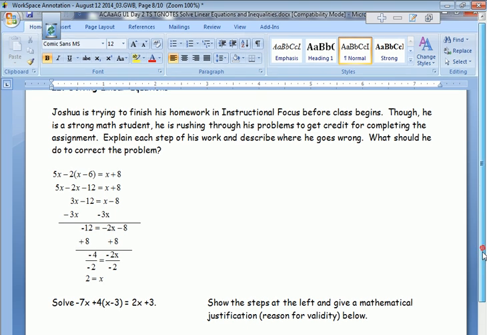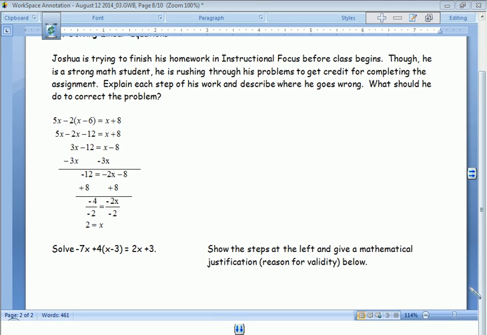Okay, so Joshua was trying to finish his homework in instructional focus. That's what we used to have last year to help us with our homework before class begins. Though he is a strong math student, he was rushing through his problems to try to get credit for just completing the assignment. That was not smart of Josh, was it? No. All right, explain each step of his work and describe where he goes wrong. What should he do to correct the problem?